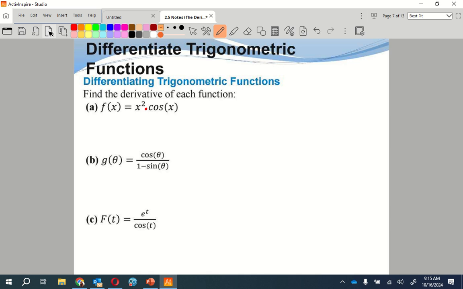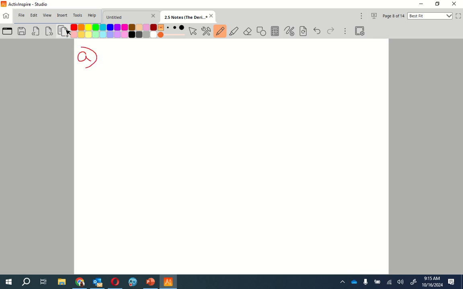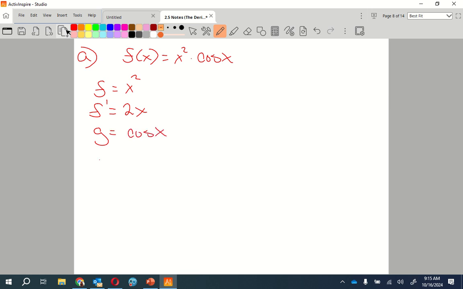So I have f of x equals x squared times cosine x. So f is x squared, f prime is 2x, g is cosine x, g prime... What's the derivative of cosine? Christian? Negative sin x. Negative sin x, very good.